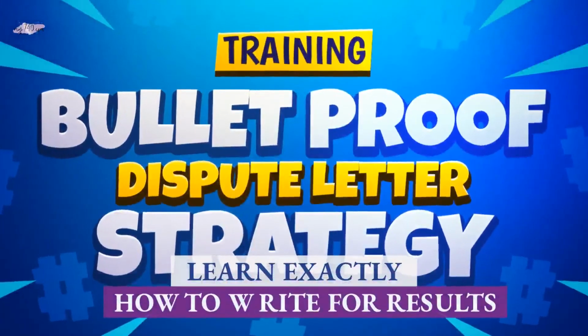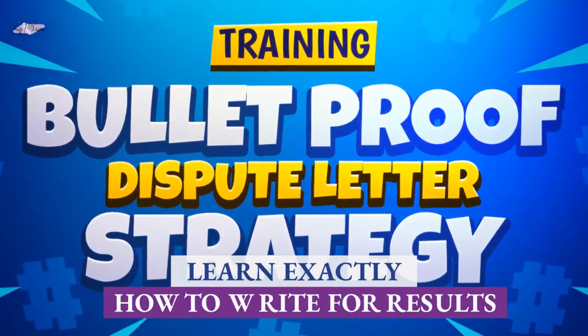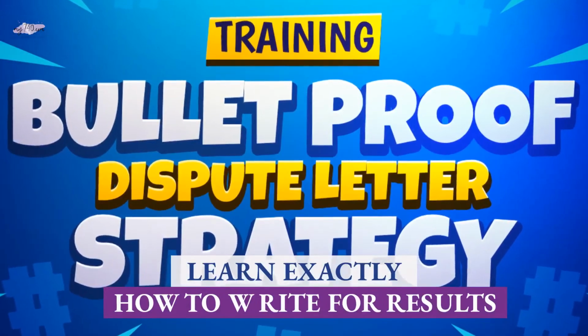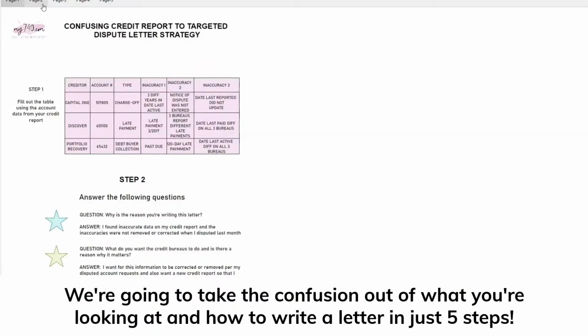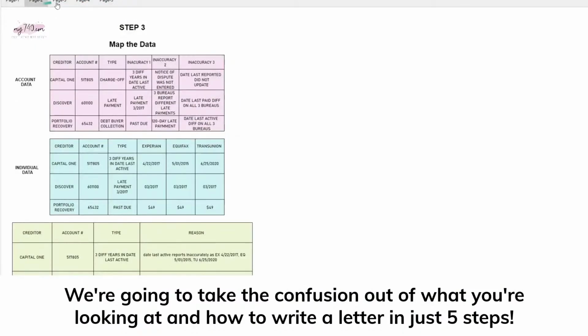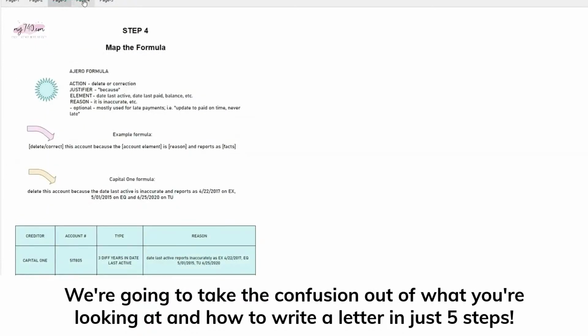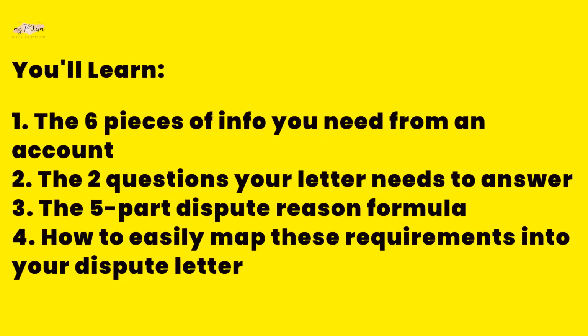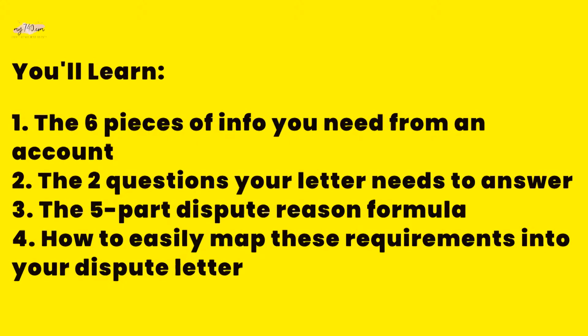Today, we're going over a bulletproof dispute letter strategy, and you're going to learn exactly how to write your letters for results. We're going to take all the confusion out of what you're looking at on your report and how to write a letter in just 5 steps. You're going to learn the 6 pieces of info that you need from your account, the 2 questions your letters need to answer, and the 5-part dispute reason formula, as well as how to easily map these requirements into your dispute letter.